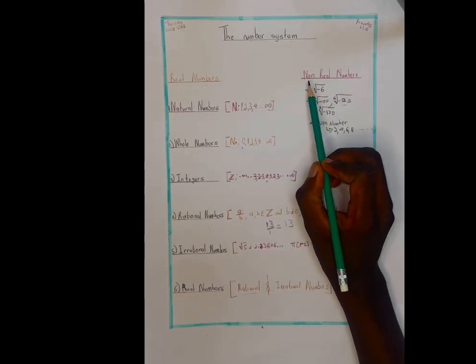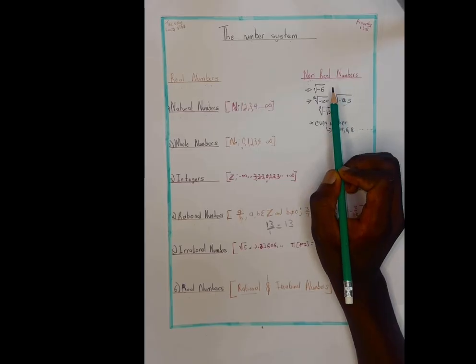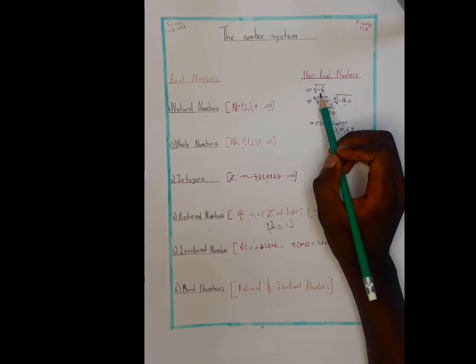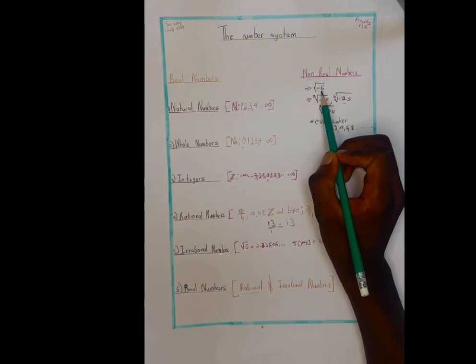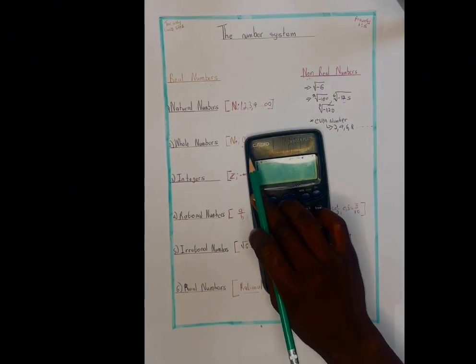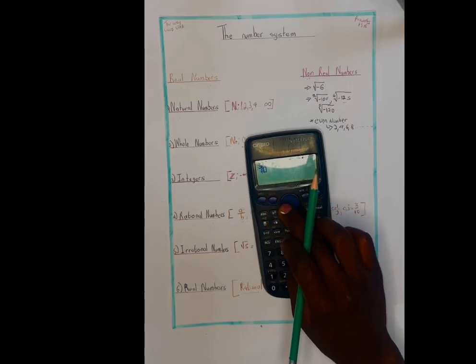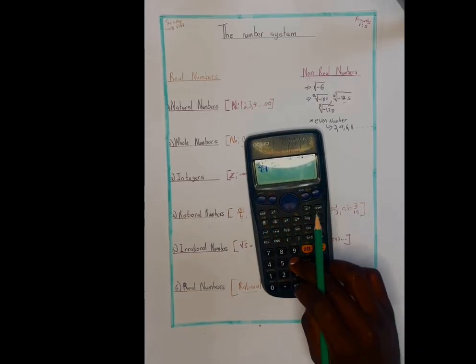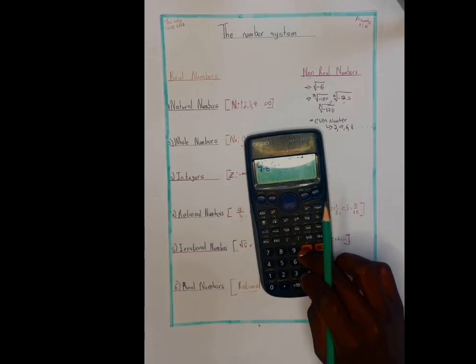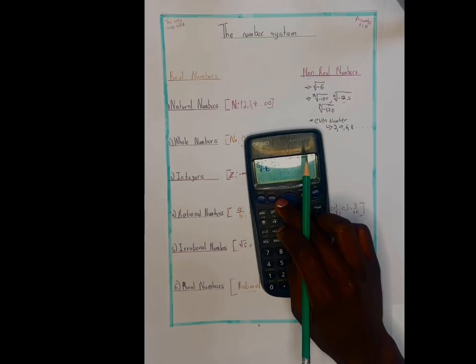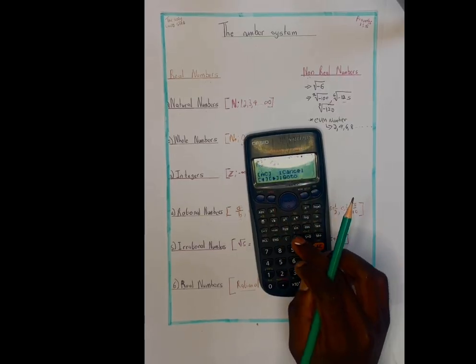Then lastly, we have our non-real numbers. So non-real numbers occur when we take an even root of a negative number. So as you can see, if you were to punch in the square root of -6, you realize that you get a math error. Same as if we put here any even root, it's always going to be a math error.